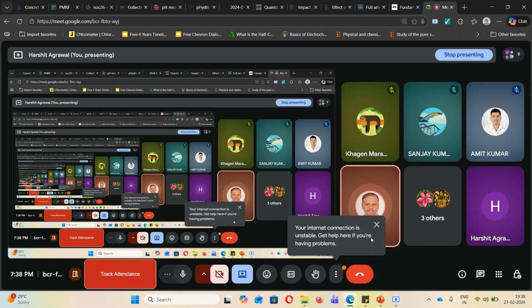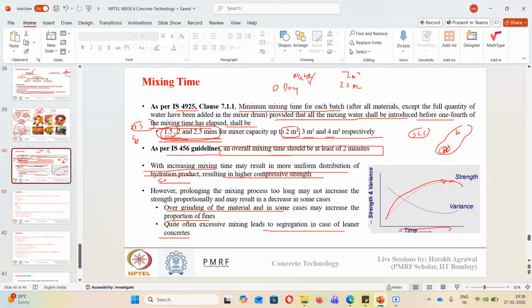Okay, so we were at the end point only. I was saying that when we do too much mixing, then what happens in dry mix? There can be crushing of aggregates, which may lead to change in the proportions of aggregate, which is not desirable to us. And there can be segregation issues also in concrete when we do too much mixing. So these are the problems of too much mixing time.